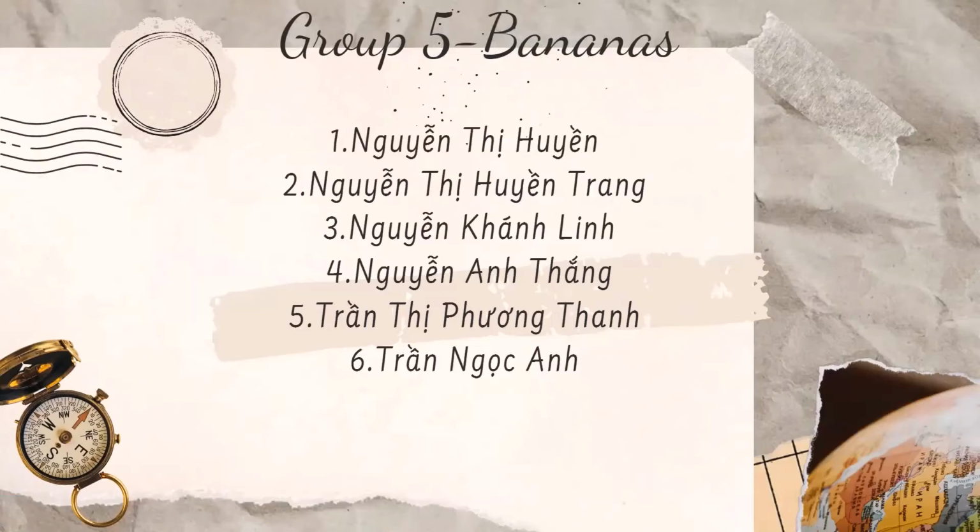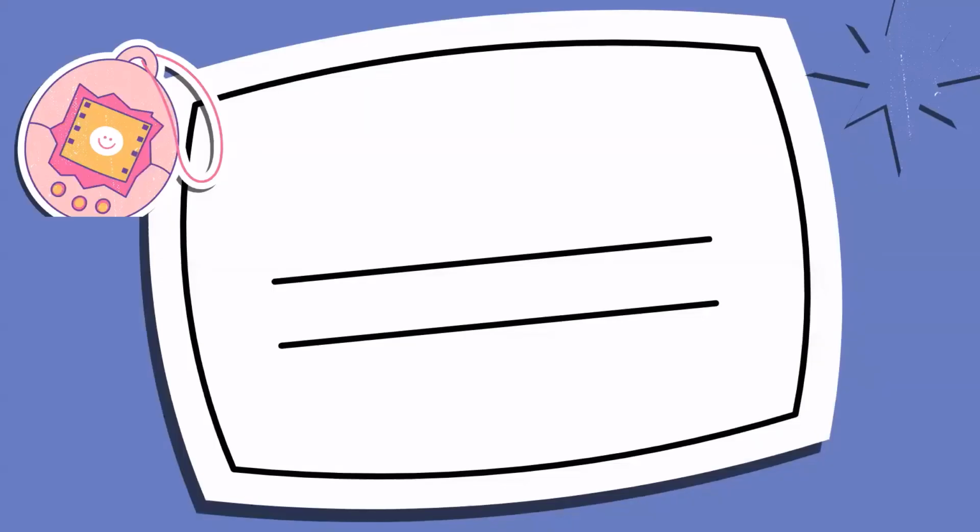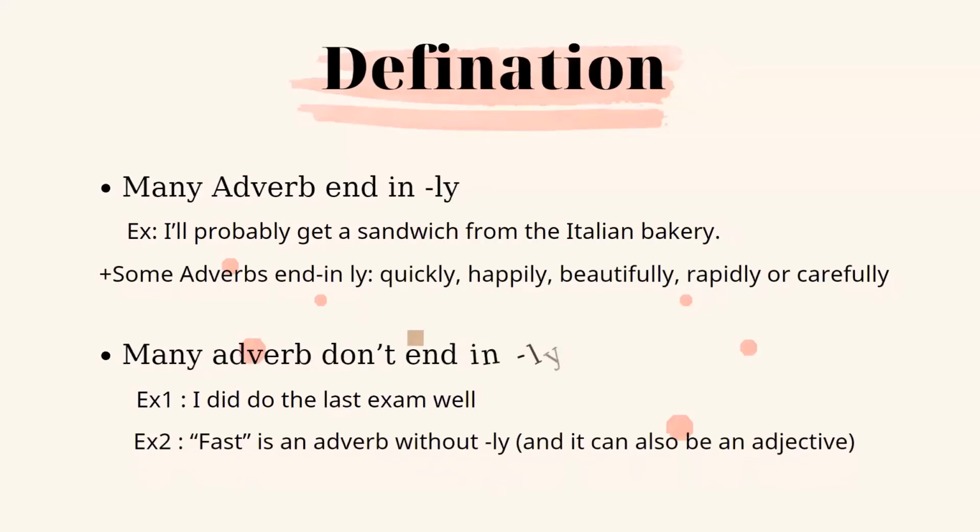Hôm nay nhóm Nan xin trình bày về chủ đề adverb, trạng từ. Đầu tiên về định nghĩa, hầu như mọi người đều định nghĩa rằng có đuôi -ly thì nó sẽ là một trạng từ. Ví dụ như trong ví dụ đầu tiên thì probably đóng vai trò là một trạng từ trong câu, và cũng có một vài trạng từ kết thúc bằng -ly như là quickly, perfectly, beautifully, rapidly or carefully.